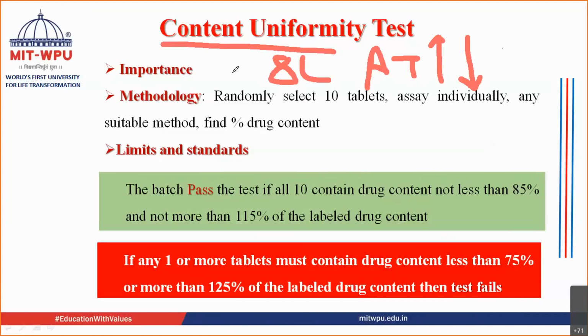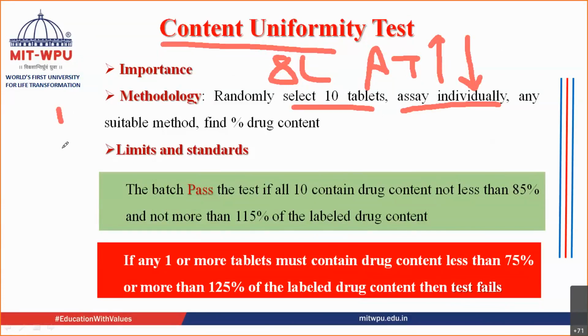So how are you going to perform this test? You are going to select randomly 10 tablets, any tablets from the batch, and then you are going to assay them individually. How do you perform this assay? This assay can be performed by any method. You can use a titrimetric method, or a UV method, or an HPLC method, any method, and you find out the percentage that is present inside these 10 tablets.